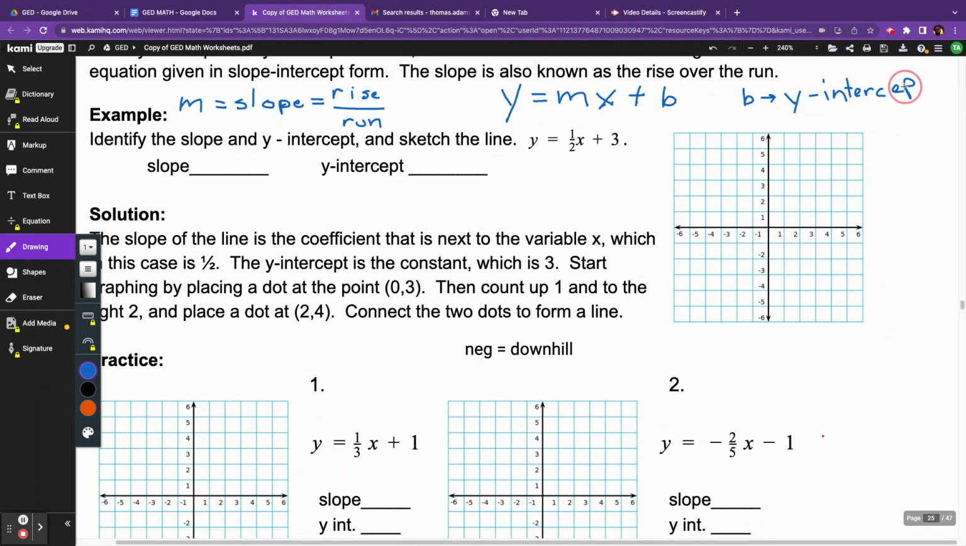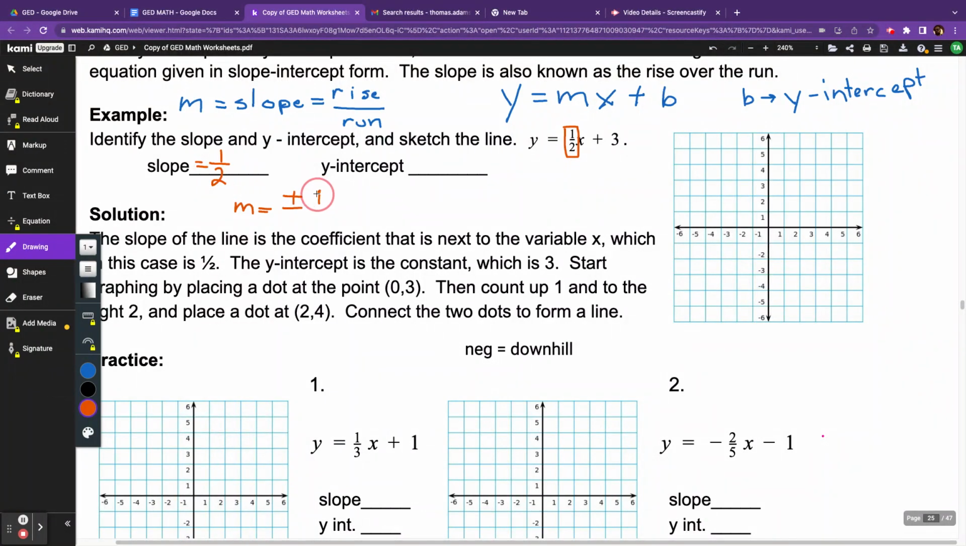So on all these problems, you're going to identify the slope as a fraction, and then you're going to identify the y-intercept. So on this one, we'll change the colors up a little bit. The 1/2 is the number in front of the x. So that's the slope. So your slope is equal to 1/2.